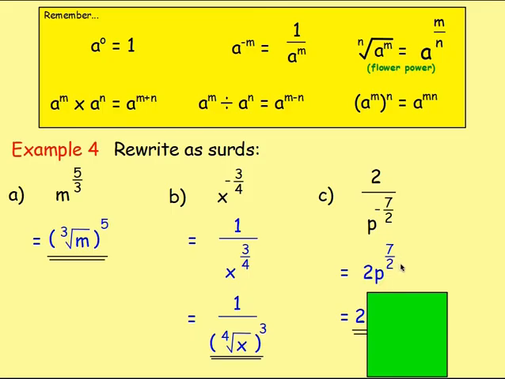Olivia, finish this one off. What would you do? Good. On the bottom, you've got the root. The 2 is the second root. In other words, just the square root. So it'll be the square root of, and then you'd have p to the power of 7. Or, again, you could put brackets around the root and do that to the power of 7. And that will be your answer.